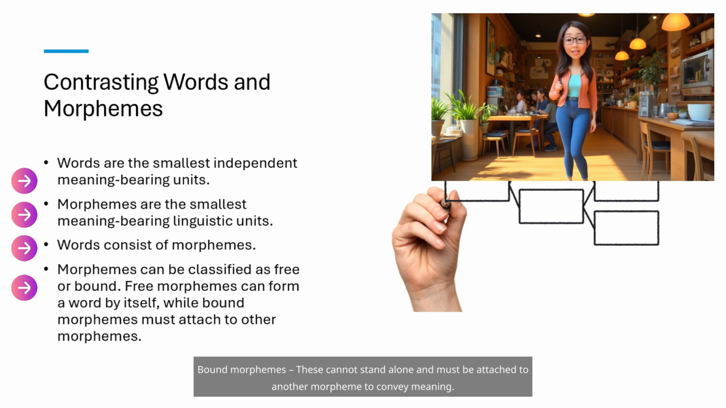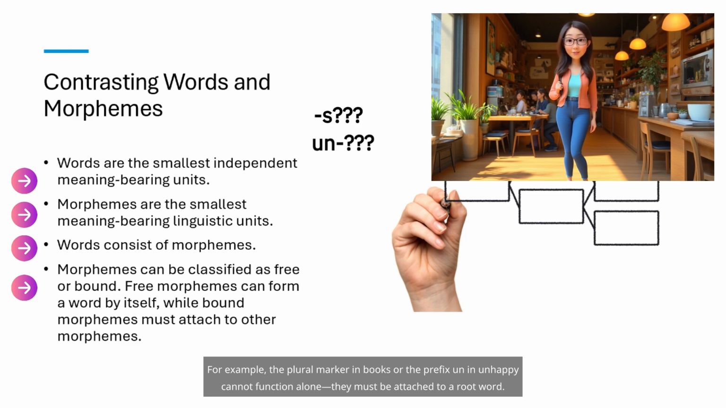Bound morphemes. These cannot stand alone and must be attached to another morpheme to convey meaning. For example, the plural marker -s in books or the prefix un- in unhappy cannot function alone. They must be attached to a root word.